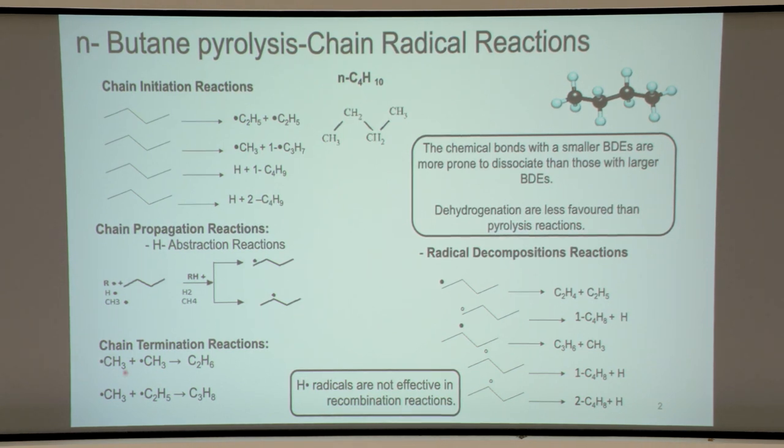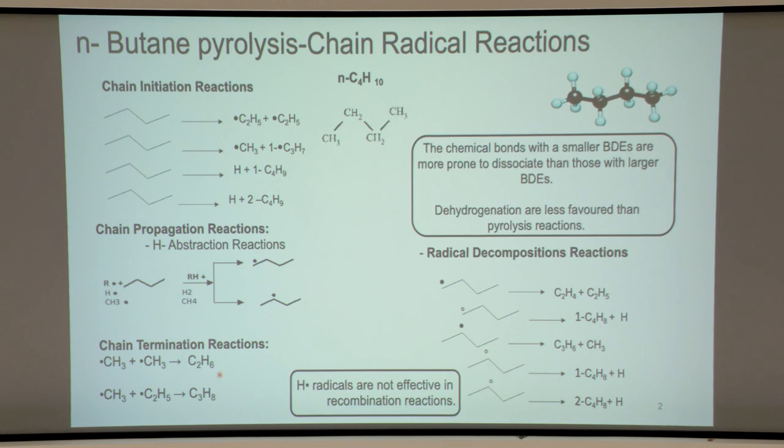And finally, termination. So termination is the recombination of two radicals to form a neutral. So what are the different radicals? Well, we had radicals like ethyl and methyl and H, and then radicals related to the fuel. Well, one potential termination reaction is methyl plus methyl goes to form ethane. And similarly, methyl plus ethyl goes to form propane. Well, now you form propane in your system and ethane, and now you're going to deal with the initiations of those and the propagations of those.